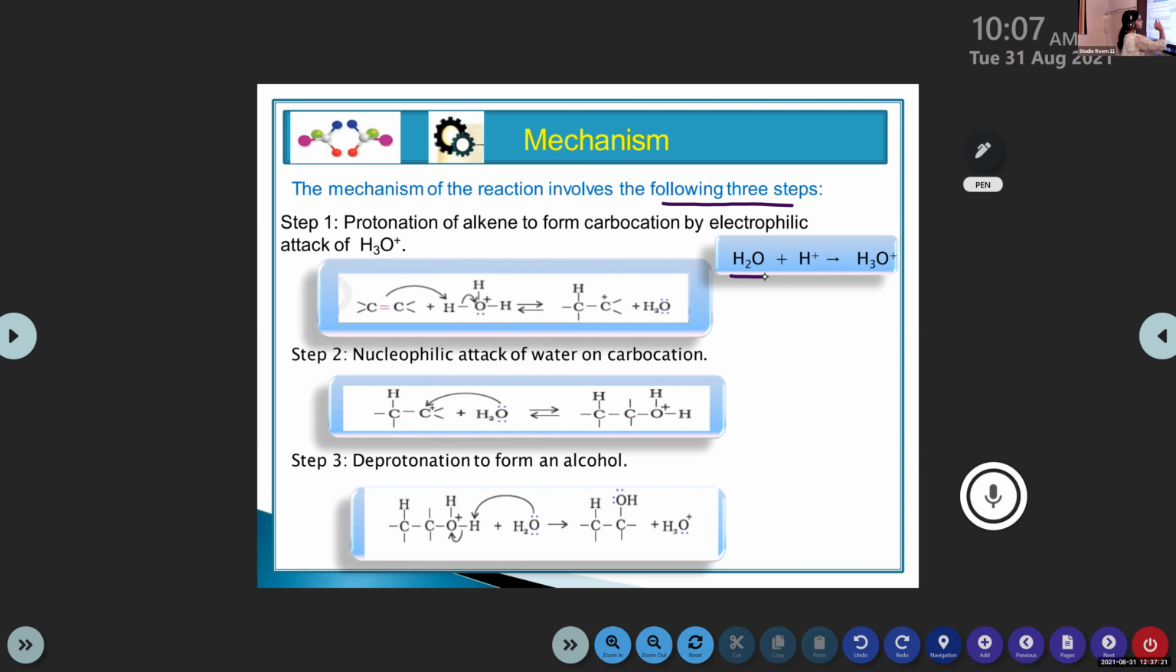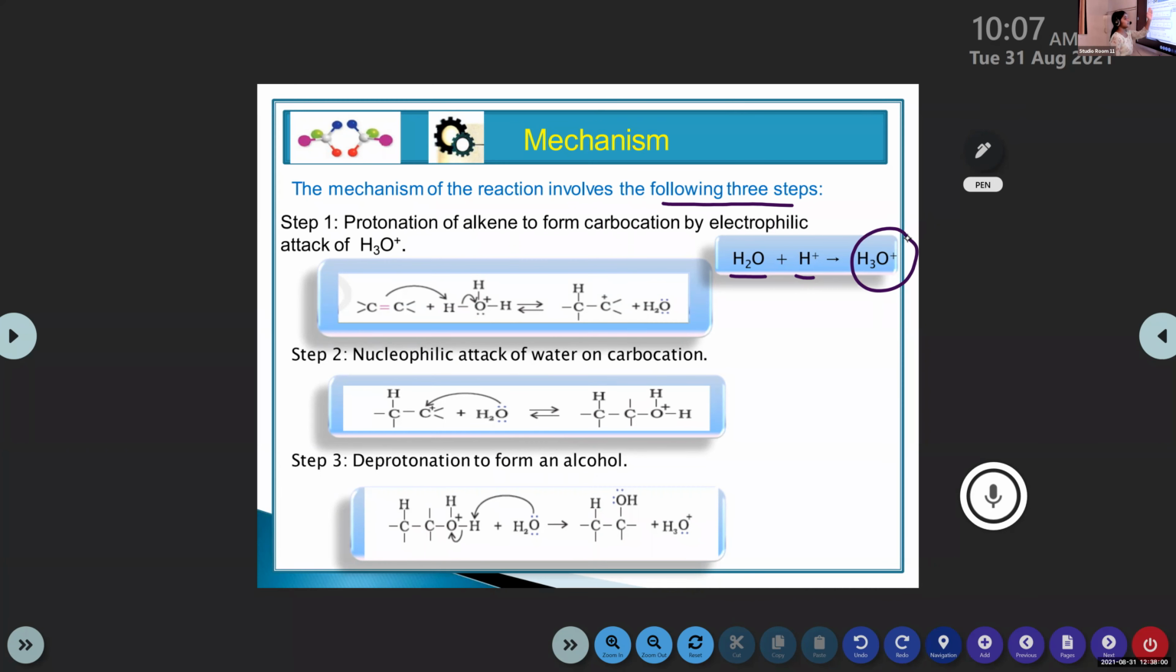So the water molecule reacts with this H plus ion, which is from the acid. Acids can always donate H plus ions, right? So H2O plus H plus gives H3O plus, and this acts as an electrophile here. Now we are moving to step 1, the protonation of alkene to form carbocation by electrophilic attack of H3O+.